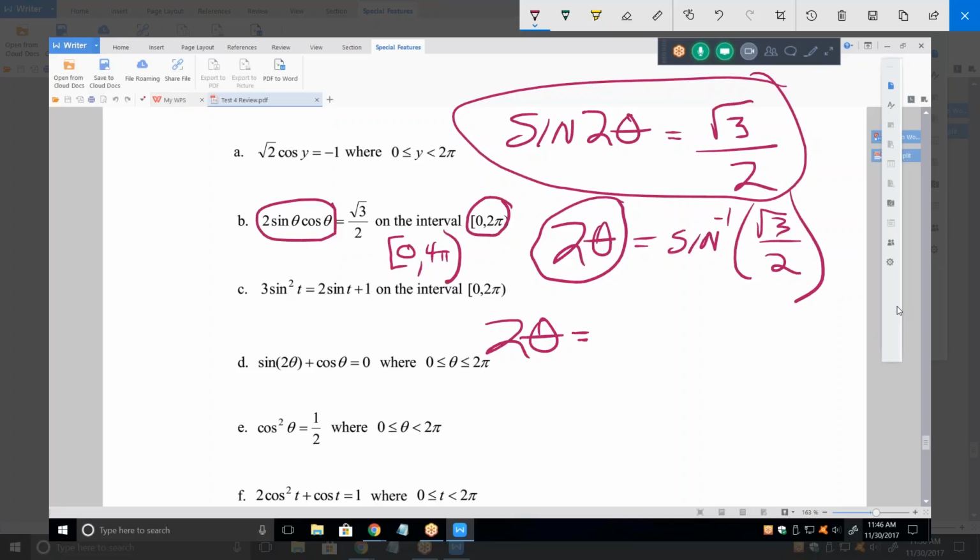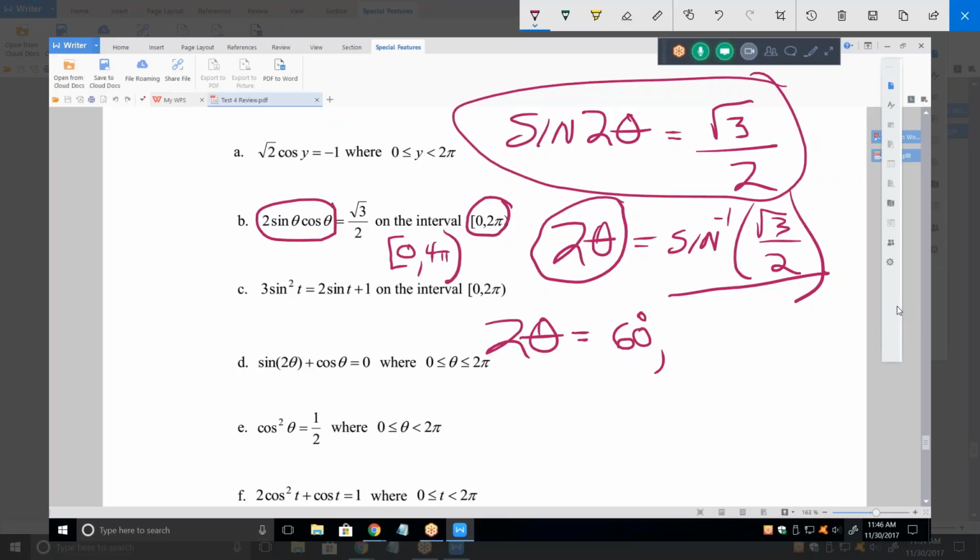In other words, don't use your calculator. Use your knowledge of the 30-60 triangle and the 45-45 right triangle. It'd be 60 degrees. Okay, so that's one answer. And that's in first quadrant. That's positive, so that's good. What's the next answer? Which is the next quadrant where sine is positive?